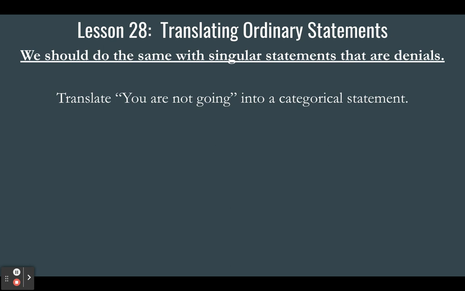Which, side note, I would not recommend that you respond to your parents with that kind of categorical statement. Then you're going to get grounded even longer. So please don't do that. You are not going. No, you are a person going. Or no, you are a going person. Okay? Again, that is such a weird sentence, but that's categorical form.